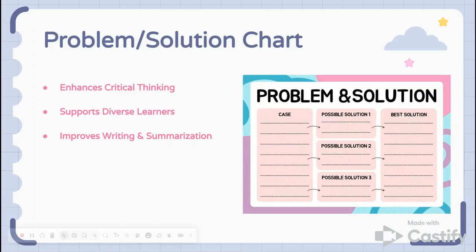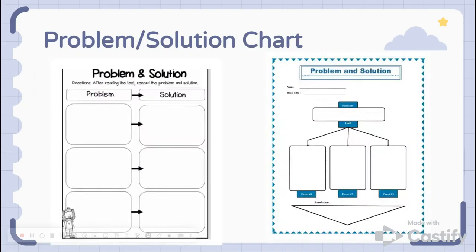Some of the benefits of the problem and solution chart graphic organizer are: they enhance critical thinking. They support understanding of cause and effect relationships and logical flow, allowing deeper analysis of ideas. They support diverse learners. They provide visual scaffolding and reduce cognitive load. And finally, they improve writing and summarization. They create a strong foundation for summarizing text or developing alternative solutions. Here are some more examples of problem and solution chart graphic organizers.